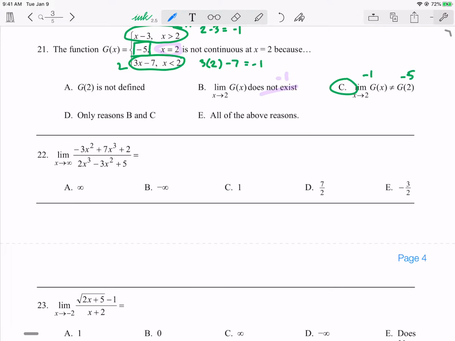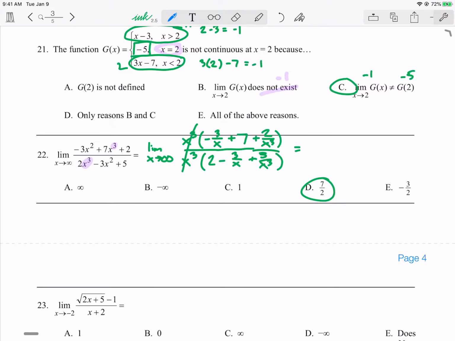All right, the last one here on this page. I'm going to notice that the highest power on top is cubed. On bottom, it's the same. I'm doing a limit as x goes to infinity. I know I'm going to get 7 halves, but let's do that algebraically. So I've got the limit as x goes to infinity. Since x cubed is the highest power of x in the denominator, I'm going to factor out x cubed from both top and bottom. So I've got minus 3 over x plus 7 plus 2 over x cubed. And then in parentheses on the bottom, I've got 2 minus 3 over x plus 5 over x cubed.